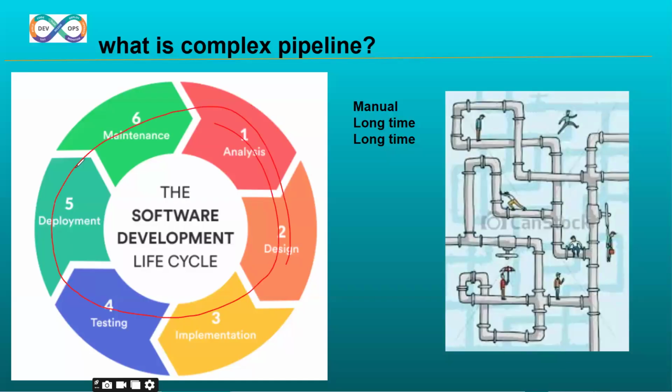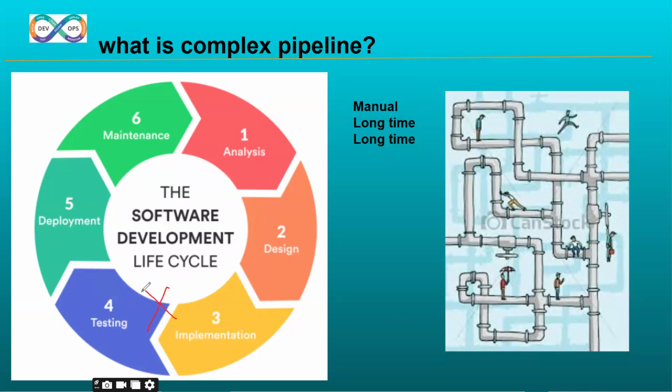So our SDLC process is a complex pipeline. Why are we calling SDLC a complex pipeline? Because it is a manual process: from analysis to design, design to implementation, implementation to testing, testing to deploy, deploy to maintenance, it is a manual process. Due to this manual process, if we get an issue or any problem, identification will take a long time. Resolving the issue will also take a long time.